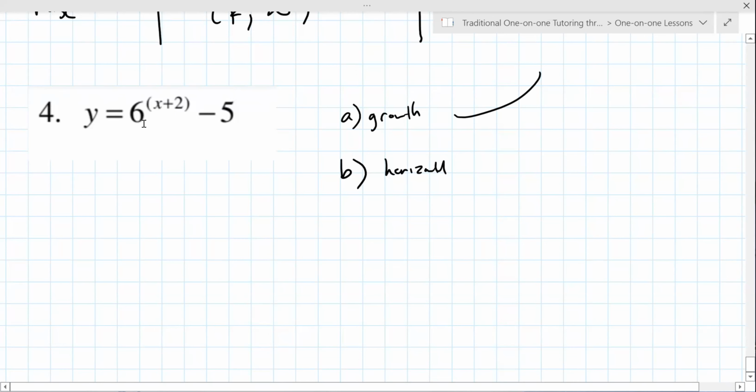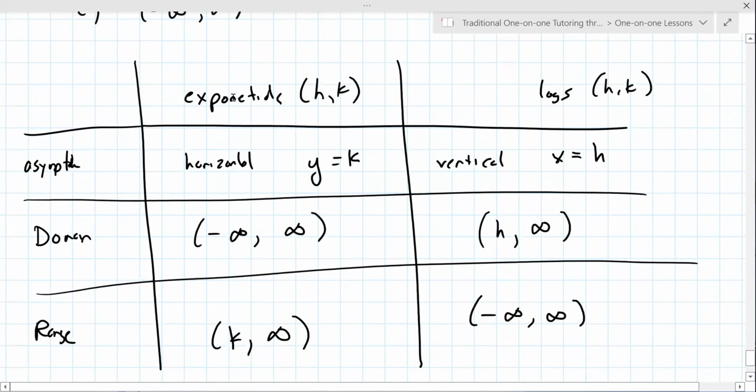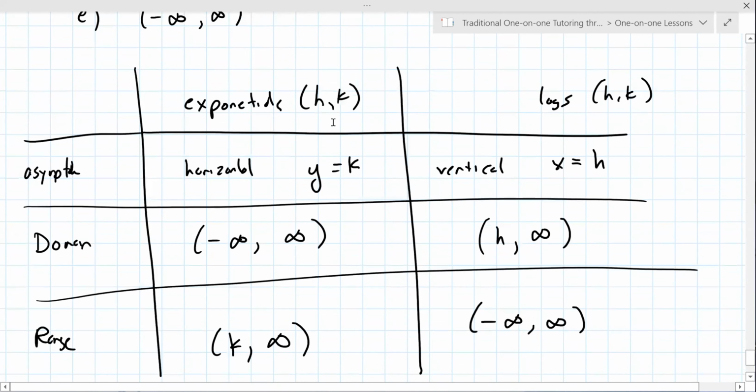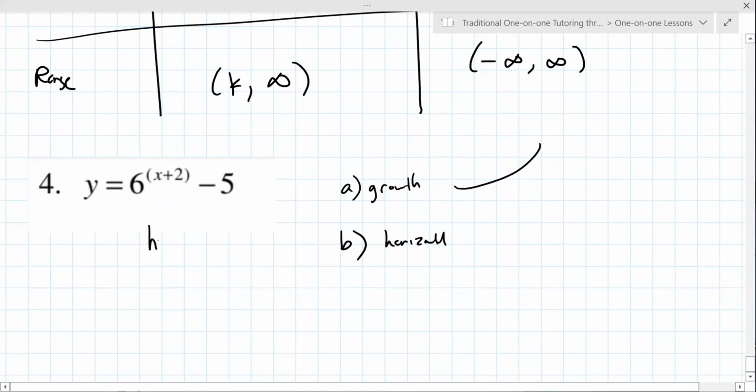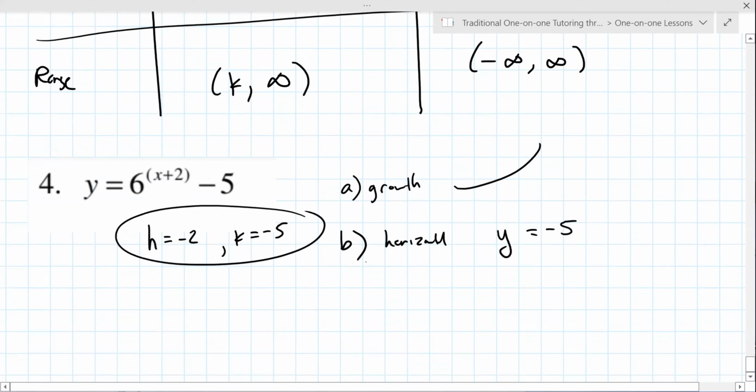We go back to our table, and if we recognize that this is an exponential, the horizontal asymptote is y equals k. So you really want to find that h and k first. The h in this problem is -2 and the k is -5. So your horizontal asymptote is y equals -5. Everything comes from that. We just answered what h is, it's -2, k is -5.